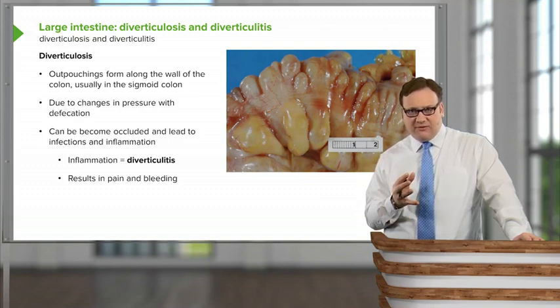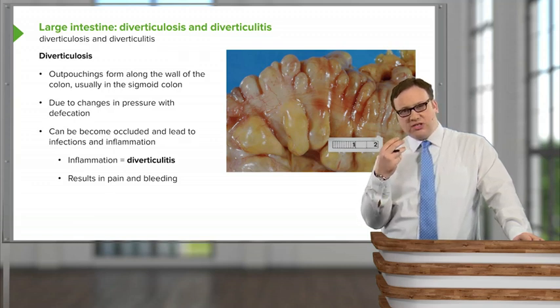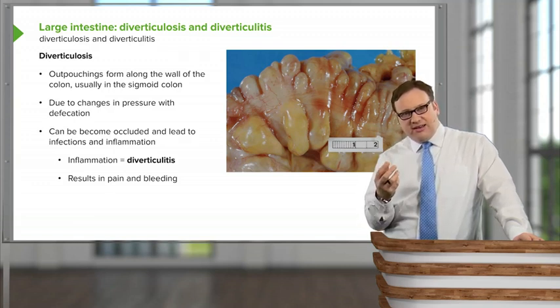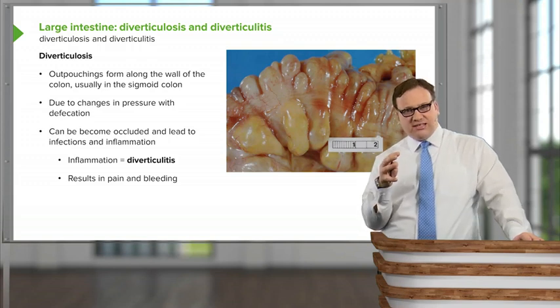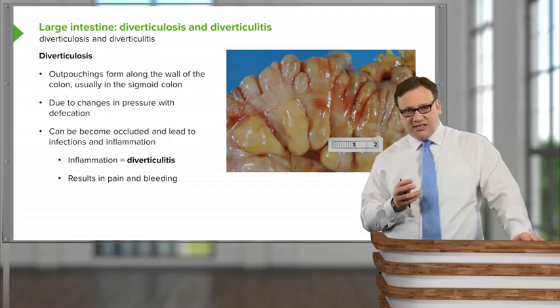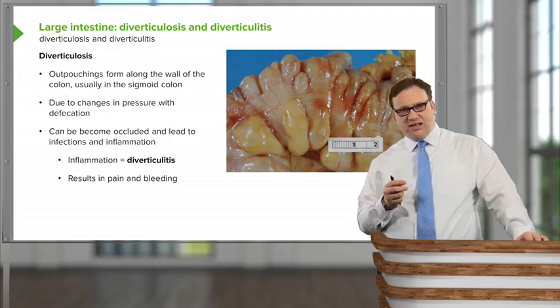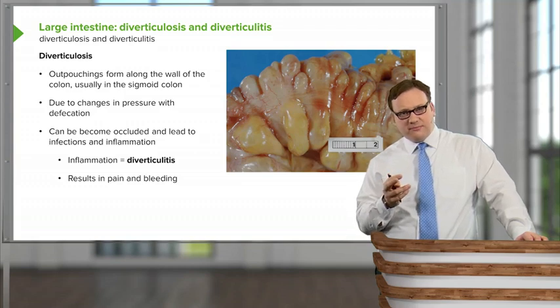If there's a lack of fibre, a lot of the water is removed, which makes the stools hard. For these to be defecated, to be removed, you have to increase intra-abdominal pressure to such an extent that you're physically forcing the feces away. They're not allowed to glide away. This can change the pressure within the large intestine, resulting in these little outpouchings occurring.